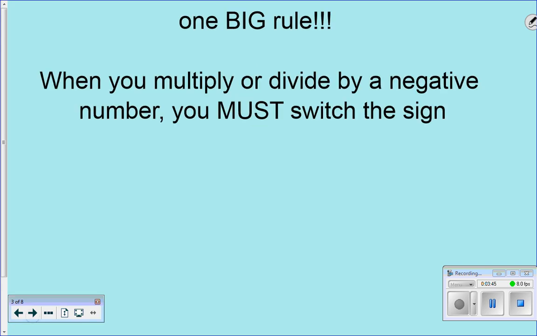Okay? All right, so here's the big rule, and you have to remember this. Make sure you put this in your notebook, like, put a box around it or a star or something, because you're going to have to know this. When you multiply or divide by a negative number, the sign has to switch. Not the positive sign, but the sign in the middle, the greater than or less than sign, has to switch. And I'll show you an example.